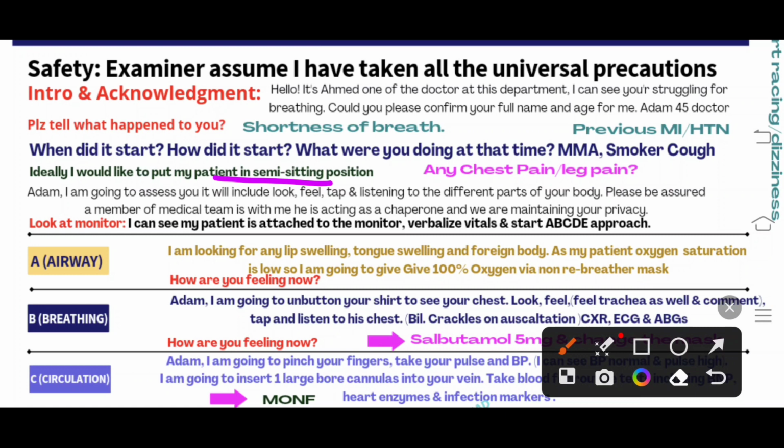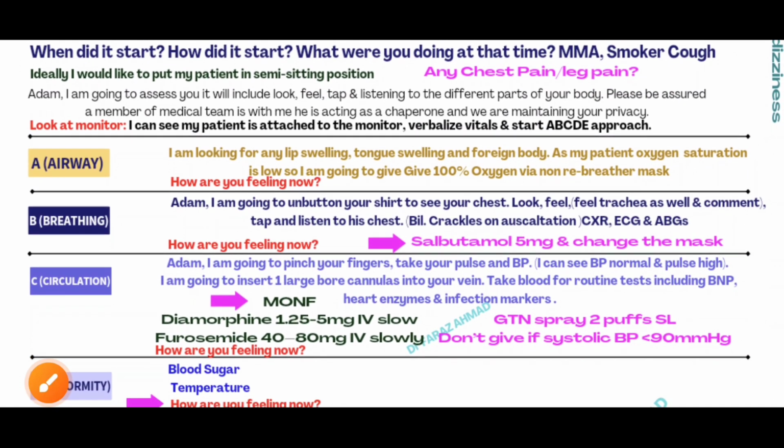Then, before going toward the patient, you will look at the monitor. Normally, whenever you are in the ED, you have to attach the monitor to the patient, but in your PLAB 2 exam, your Simman will already be attached to the monitor. So what you have to do is verbalize this and acknowledge. You will say, I can see my patient is attached to the monitor, then you will verbalize the vitals, and then you will start the A to E approach.